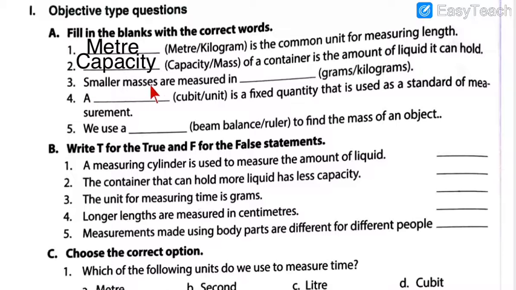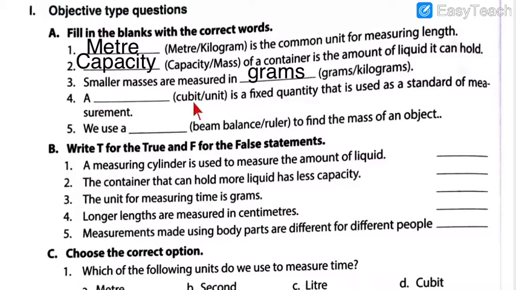Number 3, smaller masses are measured in. Like I said, kilogram is used for the weight, for the mass measurement. But kilogram and gram, both are units for measuring the mass. Now the question is, smaller mass, that means lighter weight, is measured in grams, not kilograms. Grams is the answer. Very heavy weights are measured in kilograms.